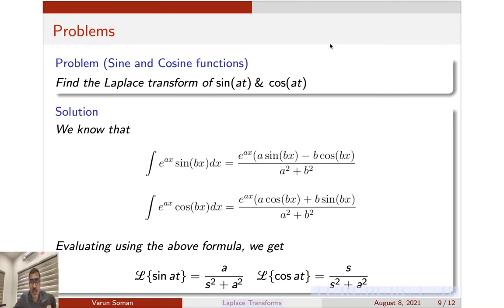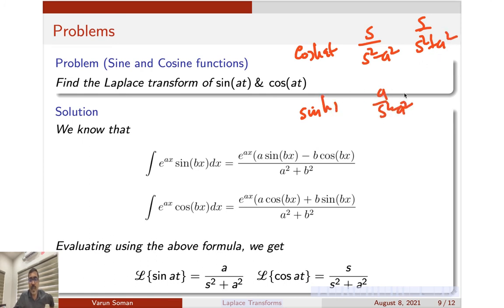Always remember, when it is cos, you will have s on top, and when it is sine, you will have the constant on top. If it is cosh at, you will have s by s square minus a square. If it is cos at, you will have s by s square plus a square. If it is sinh at, you will have a by s square minus a square. And if it is sin at, you will have a by s square plus a square. Now your table has 1, e raised to at, cosh at, sinh at, cos at, and sin at.